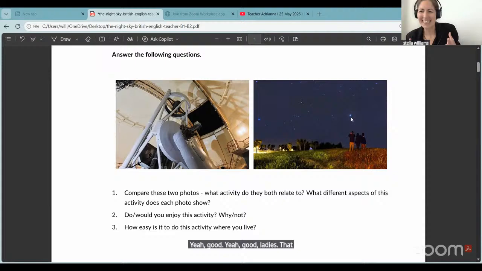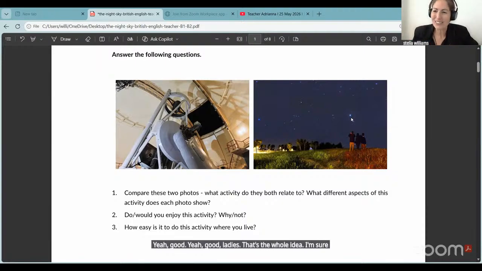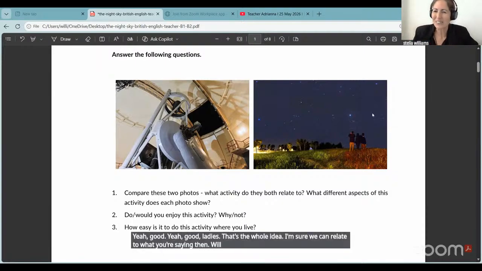That's the whole idea. I'm sure we can relate to what you're saying there. William, what do you think? What have you experienced when you look up at the sky?